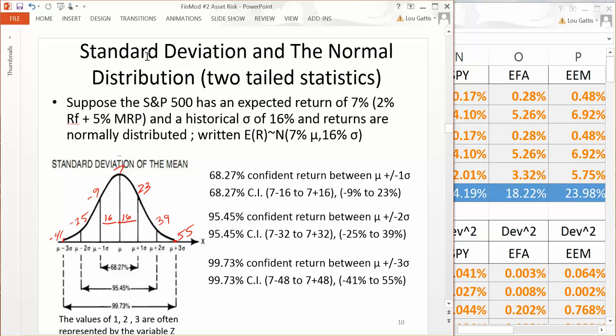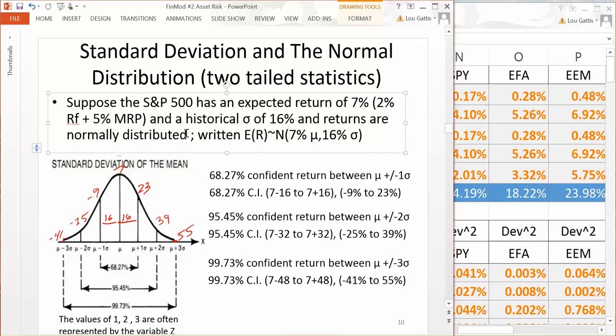So I now have the mean and standard deviation. Say I was looking at the S&P 500, which my guess is it has an expected return of about 7%. Using CAPM, there's about a 2% long-term 10-year treasury rate, and I think there's about a 5% market risk premium. So I think the U.S. equity market has about a 7% expected return, and the historical volatility is 16% over a long period of time.